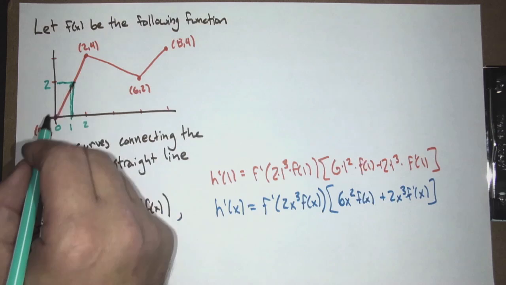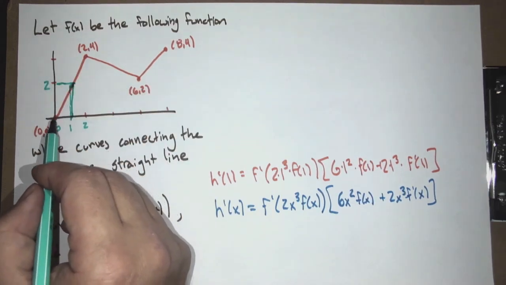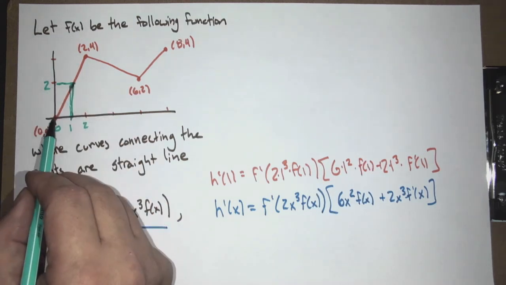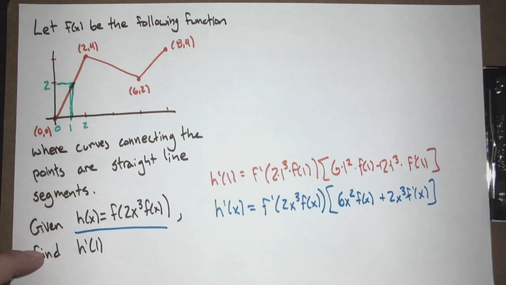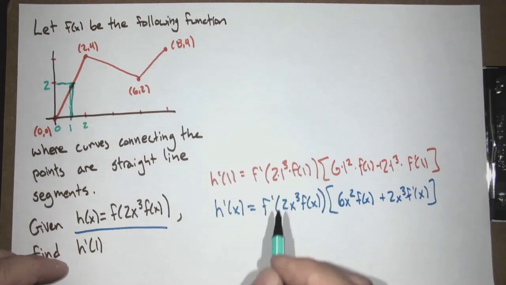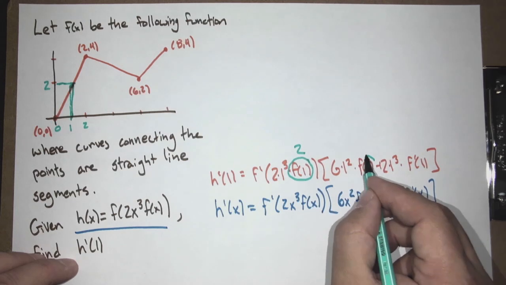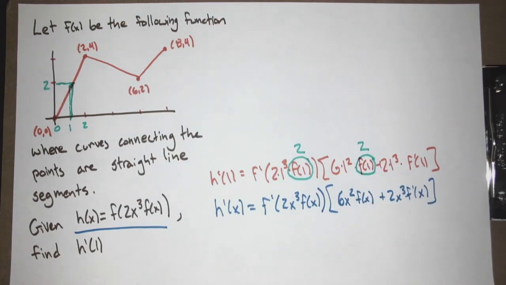Well, we see that there's a slope here of 2, right? A rise of 4, run of 2. So there's a slope of 2. If I start at 0, I move over by 1. To have a slope of 2, I have to move up by 2. Okay, so f of 1 is 2. So we can replace this f of 1 by 2. We can replace this f of 1 by 2. Is there anything else we can replace?